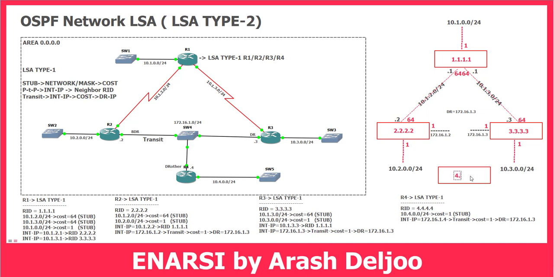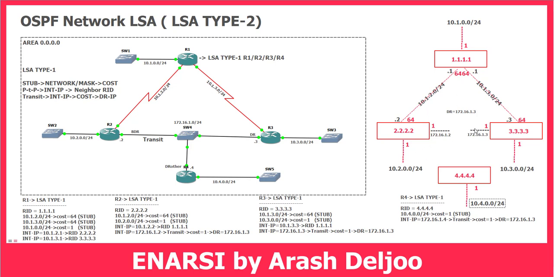Let me add it to the topology. In this router 4, we have this information, the LSA received from router 4. I have connectivity to 10.4.0.0/24 with the cost of 1. You can add this link here, and the IP address of this link is 10.4.0.0/24. The cost of connectivity is 1. After that, as you can see here, we have the next line. I have connectivity to one transit network with cost of 1 with this interface IP, and the DR is 172.16.1.3.